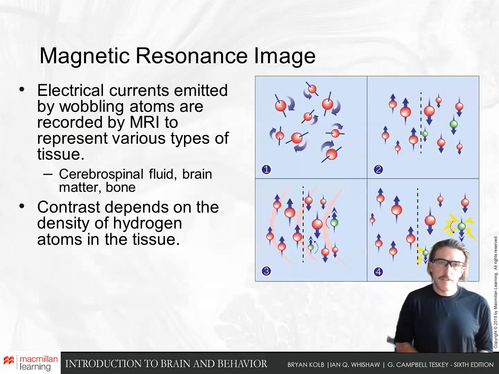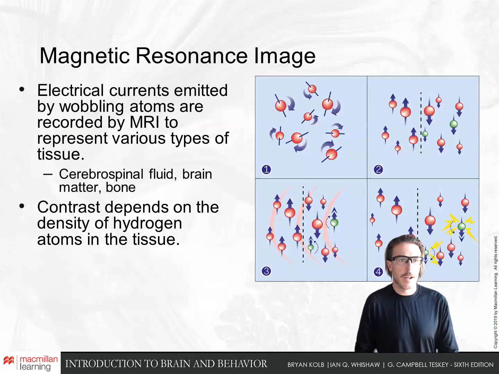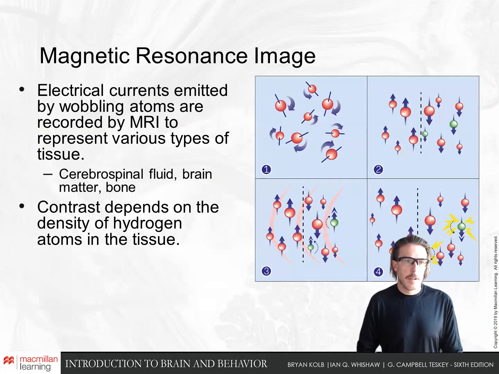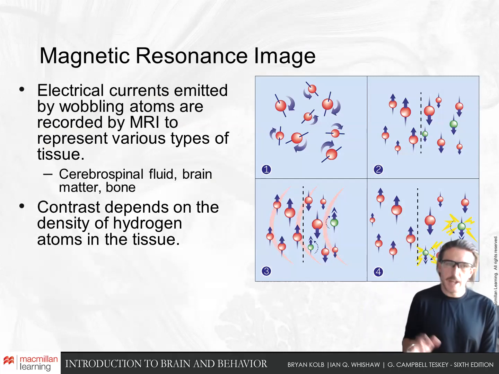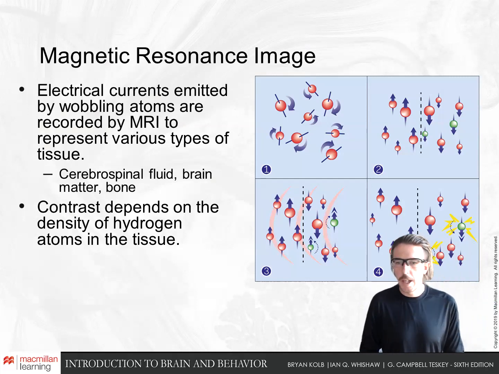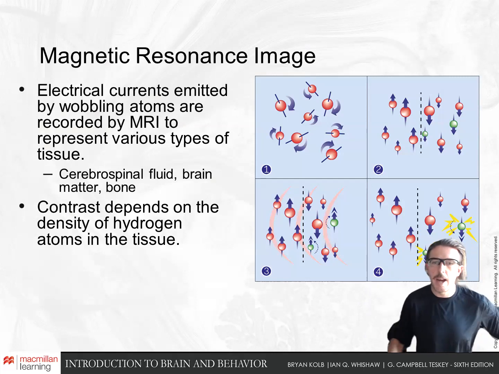So magnetic resonance imaging, as we've mentioned, measures these electrical currents created by the wobbling atoms, and different types of atoms give off these currents differently. Different types of tissue have different amounts of protons, and so create different electrical signals when the wobble happens.